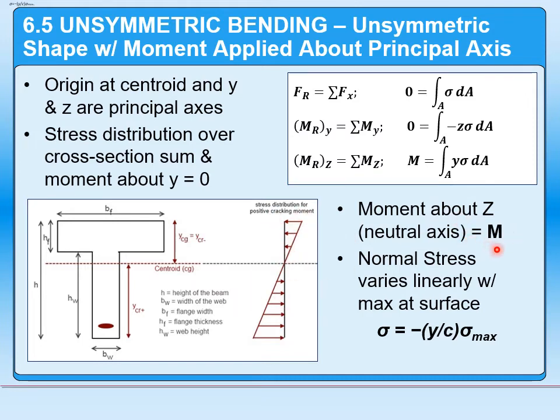These are going to sum up to our bending moment. If you look at our normal stress, it still varies linearly with the maximum stress occurring at the surface, so maximum compression at the top, maximum tension at the bottom. And in terms of our analysis, directly from our flexure formula, stress is going to be equal to minus y divided by c, where c is the distance to the surface, times sigma max. So very easy to deal with our unsymmetric shape. It's all about finding the centroid.